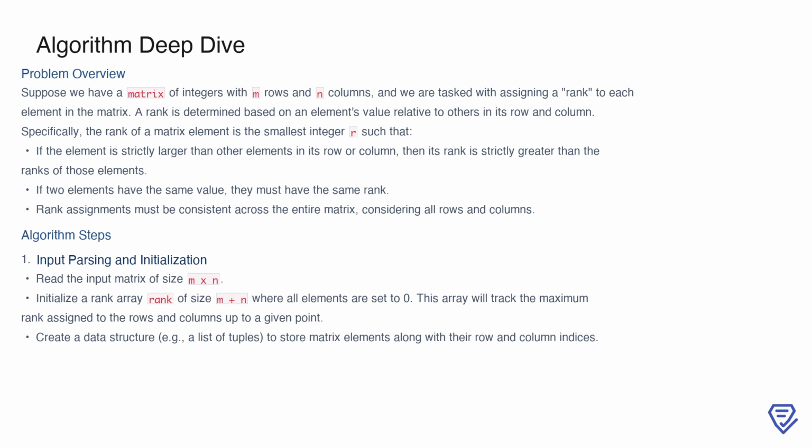To tackle this, our algorithm starts with input parsing and initialization. First, we read the input matrix dimensions and initialize a rank array of size m plus n, where each entry starts at 0. This array keeps track of the highest ranks assigned to rows and columns up to a given point. Additionally, we structure the elements of the matrix into a list of tuples, each containing the value of the element, its row index, and its column index. This setup will allow us to efficiently process elements while maintaining rank consistency.